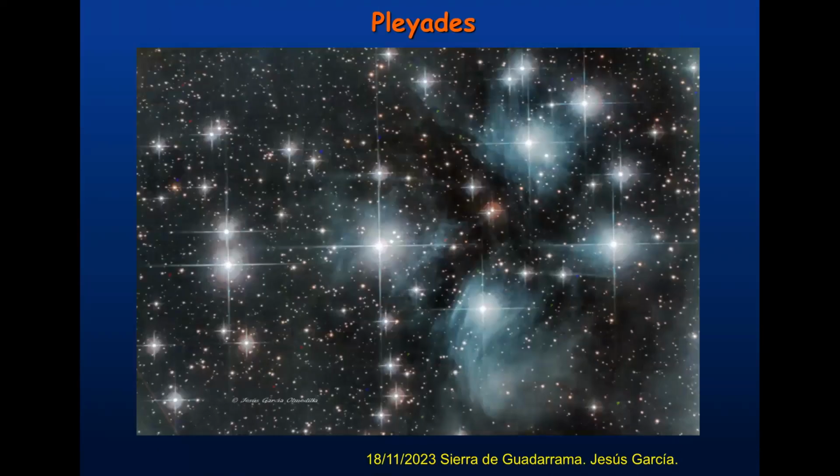Another famous example of dust scattering is the Pleiades. With an amateur group of astronomers in the Guadarrama Mountains here near Madrid, we took this beautiful picture of the Pleiades during the weekend, where you can see the effect of dust very clearly. This is the dust between the stars and us that is creating this beautiful light scattering.